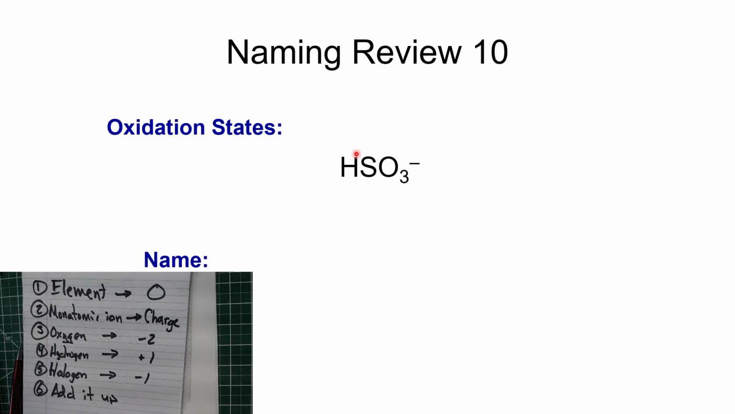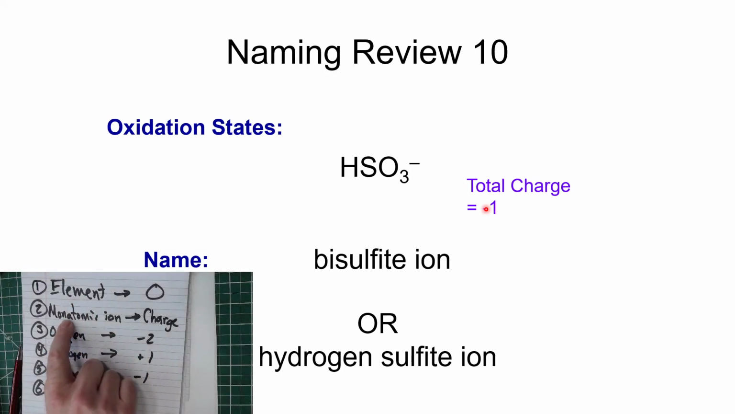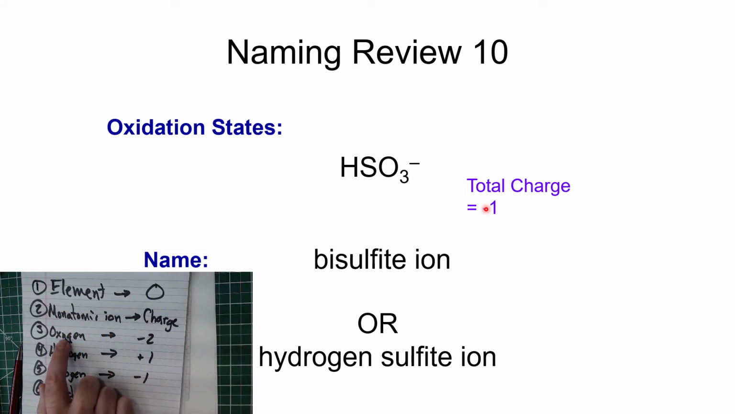All right, next, HSO4-. Well, this is called bisulfite, or sometimes called hydrogen sulfite ion. So either of those are correct. This is one of the polyatomic ions that I've asked you to memorize. And if you look, the total charge here is -1. So the sum of all the oxidation states will have to come out to -1. We'll look at our list. It's not an element. Is there a monatomic ion present? No. Okay. Is oxygen present? Yes, oxygen is present. We'll put a -2 there. -2 times 3, of course, is -6.